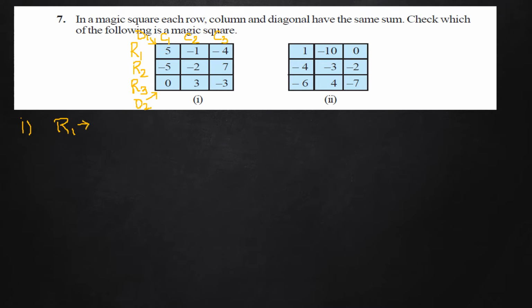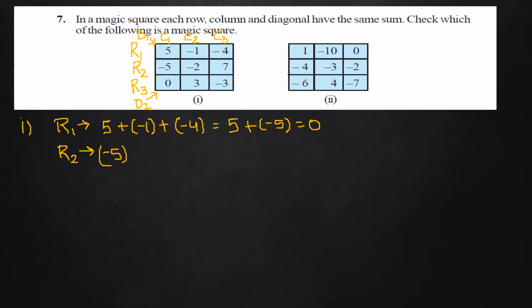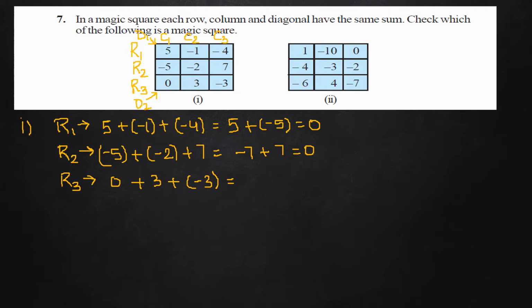So we have R1. Let's find out what is the sum of R1. It is 5 plus minus 1 plus minus 4. Now if we add the two negative numbers here, we get 5 plus minus 5 and the answer becomes 0. Similarly, let's solve for R2. This becomes minus 5 plus minus 2 plus 7. So let us again add the two negative numbers, minus 7 plus 7, and the answer is again 0. Row 3, the values are 0, plus 3, plus minus 3. Now if you look at it, 3 and minus 3, they are the additive inverse of each other, which can be cancelled. That means the sum of row 3 is also 0.